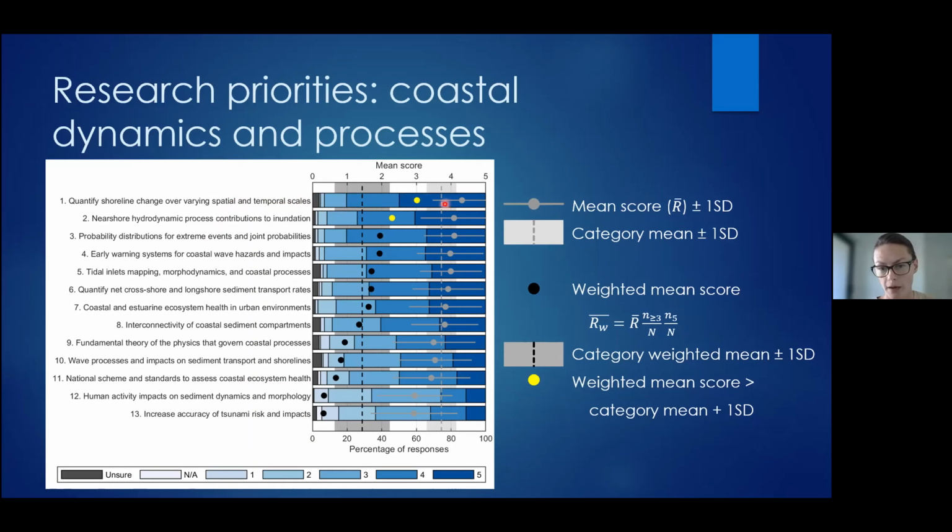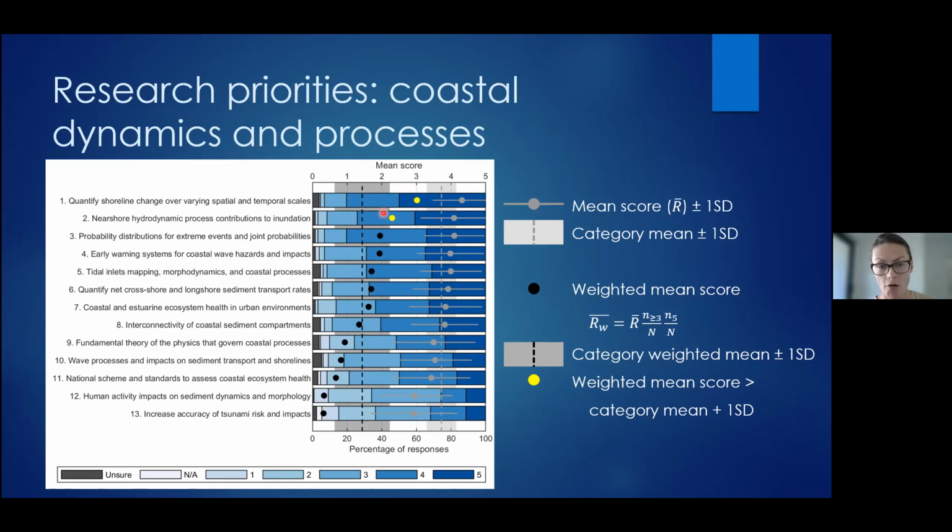We can then look at what the mean score and one standard deviation is, which is this light gray circle and horizontal line. And we can compare that to the category mean, which is this vertical gray dashed line, and the standard deviation, which is this shaded gray bar back here. But one of the things that we were interested in doing was looking at, well, how many people ranked it a 5? How many people gave it a greater than 3 score? Because that really indicates people think this is something that is really important. So we came up with a weighted mean score, which is the mean score times the proportion of scores greater than 3 times the proportion of scores that were 5s. And that's these black and yellow dots here. And then the category weighted mean is this vertical black dashed line, and the standard deviation of those category weighted means is this dark gray shaded area.